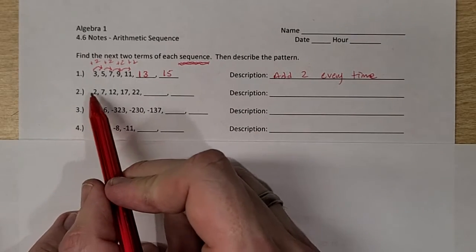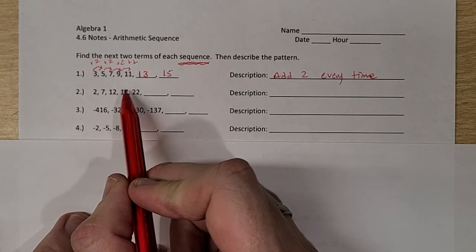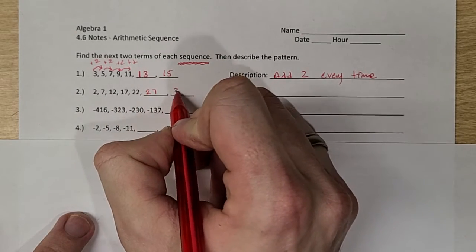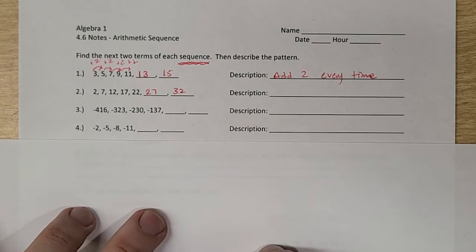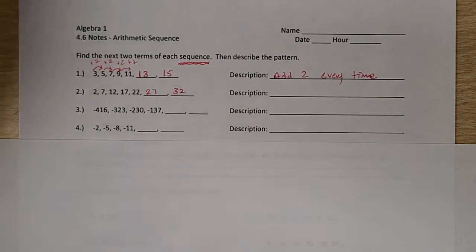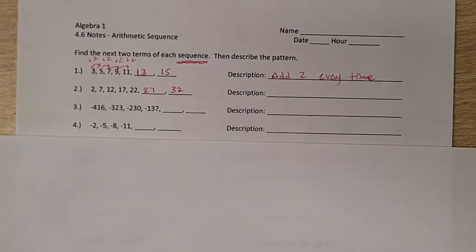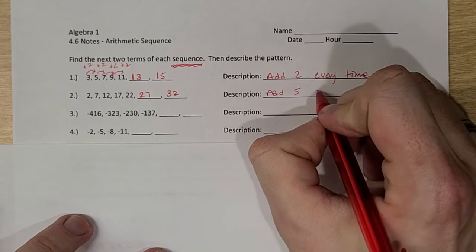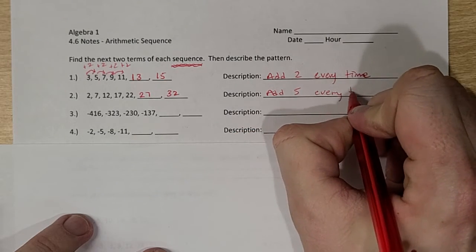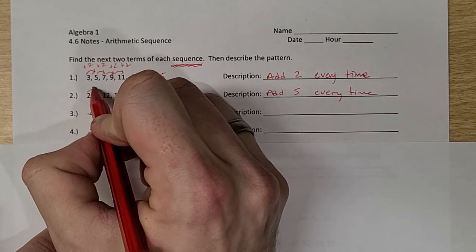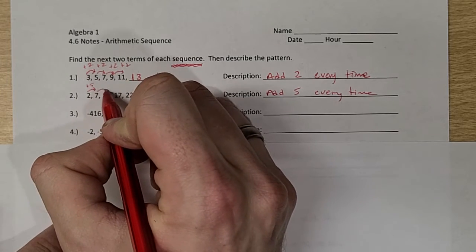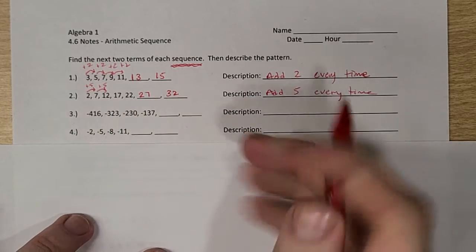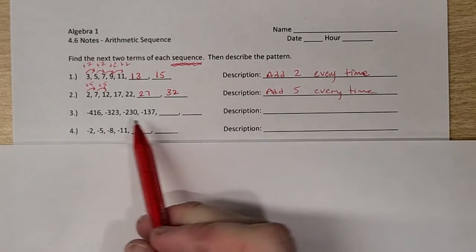All right, number 2 here, let's see, 2, 7, 12, 17, 22. You should have said 27 and 32. Now, there's a couple of different ways to figure out this pattern, but the simplest, in my humble opinion, is you add 5 every time. Same thing, to get from 2 to 7, you're going to add 5. To get from 7 to 12, you're going to add 5, so on and so forth. Okay?